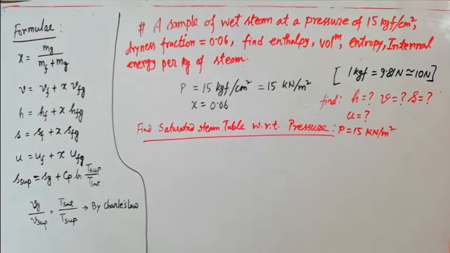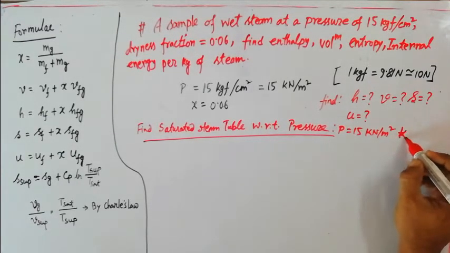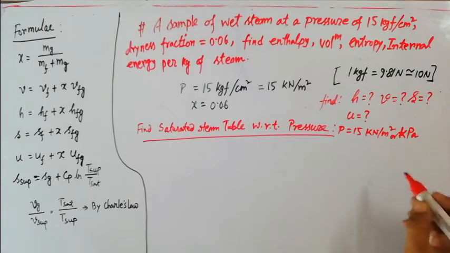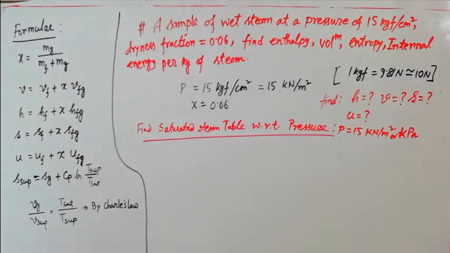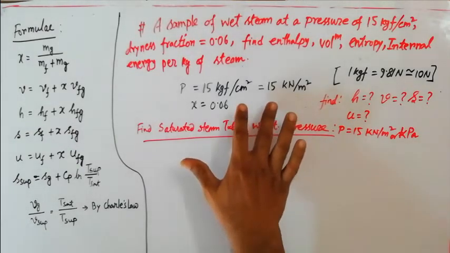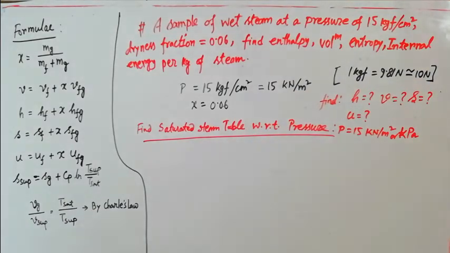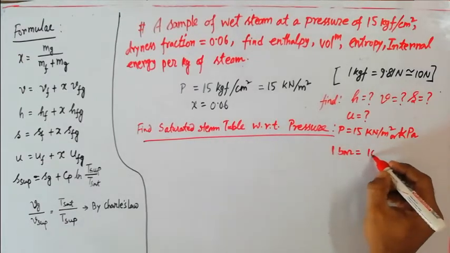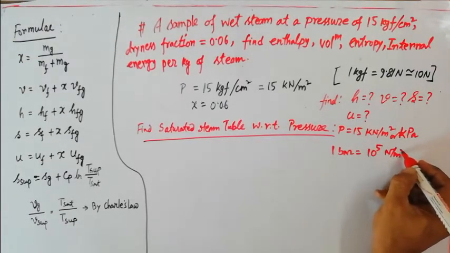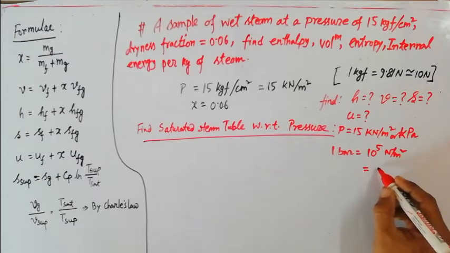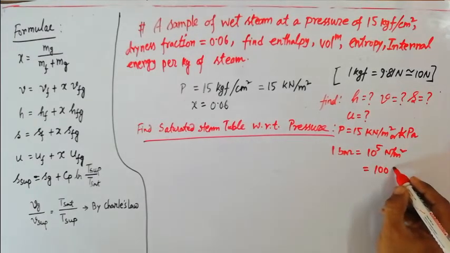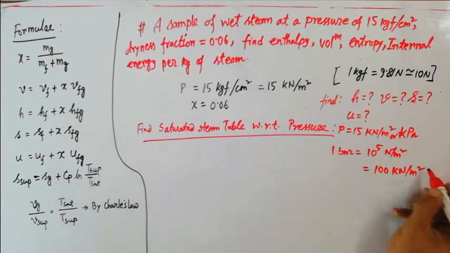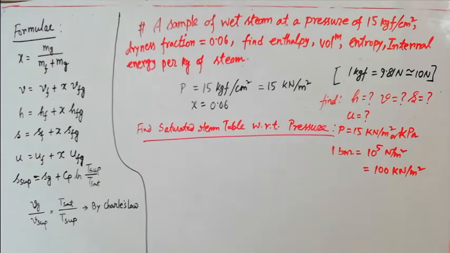If your steam table is given in kilonewton per meter square, it is also known as kilopascal. Okay, so if your steam table is given in kilopascal, it is good. If it is not given in kilopascal, if it is given in bar, then you have to convert that kilonewton per meter square into bar. So we know that 1 bar is nothing but 10 to the power 5 Newton per meter square, which means 100 kilonewton per meter square, isn't it? Just divide that by 1000.